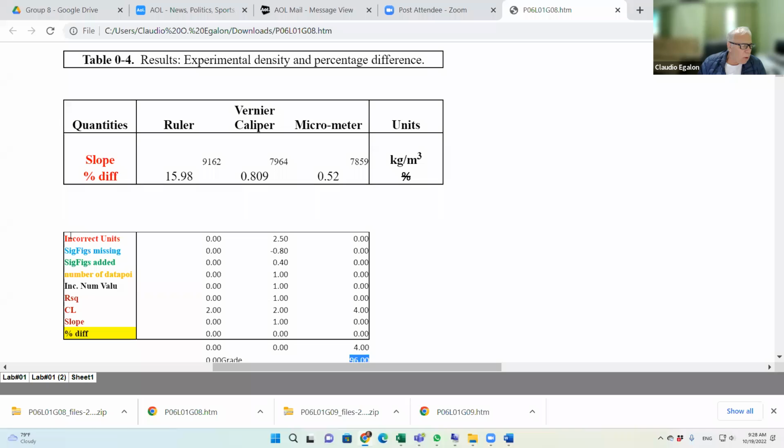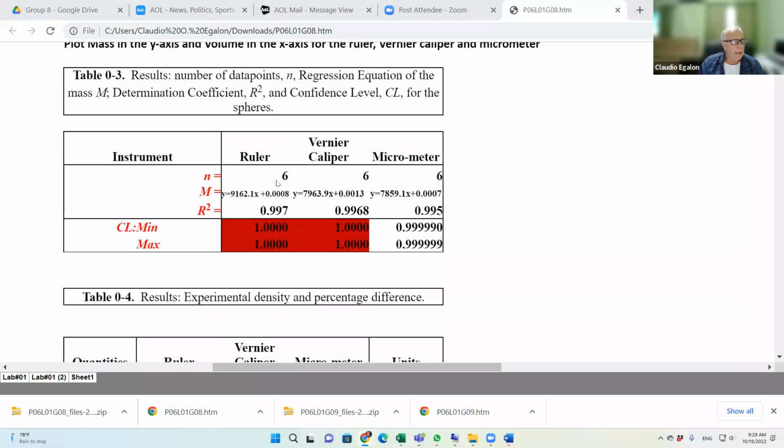So, and here are the color codes, right? The red is for incorrect units. Okay, again, that's the rubric, how many points I'm subtracting for each incorrect one. They didn't miss the units. They got all the significant figures with the proper number, right? That's why we have 0 and 0 here. Number of data points is fine. Number of data points is n, right? N, here you go. Right here.